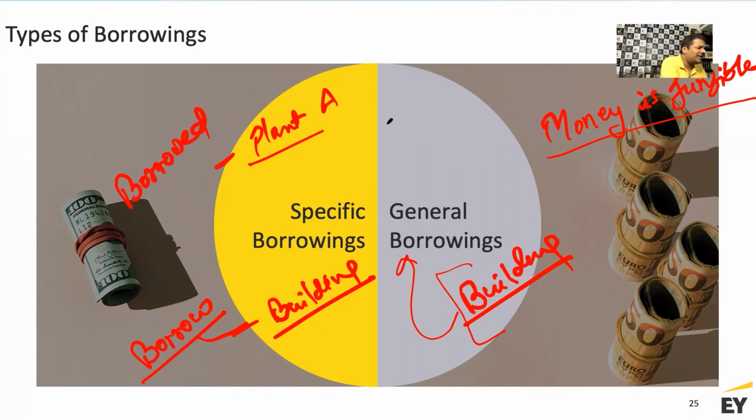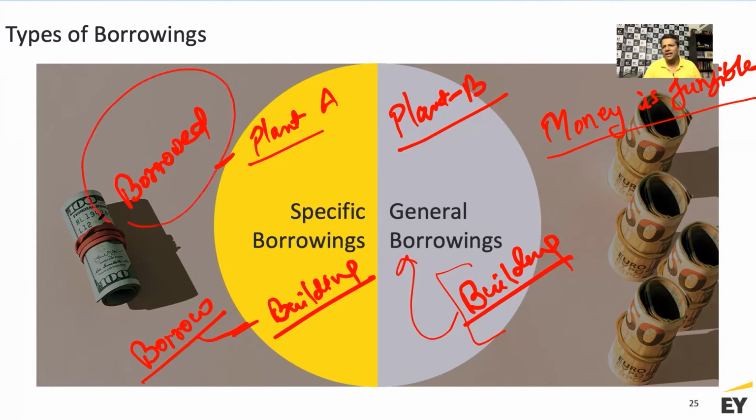However, let's say that once plant A was complete, I started construction of plant B. This time I decided not to borrow any more money, but I still have this loan outstanding on my balance sheet. Now plant A's construction is already complete. So what happens for the purpose of plant B? The money which I had borrowed for plant A becomes part of general borrowing.